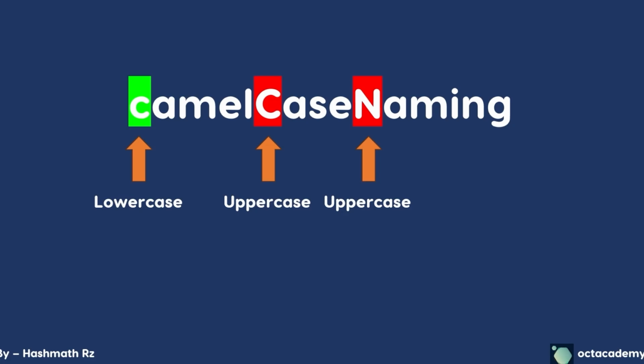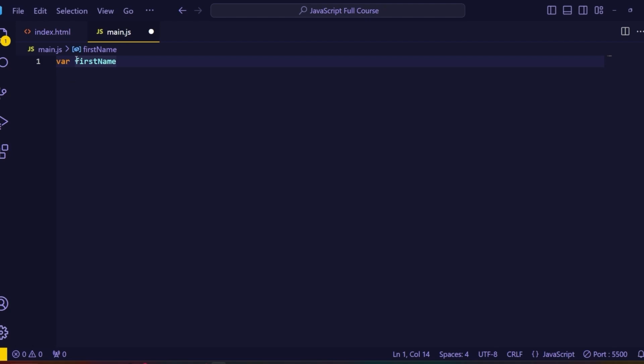This is known as the camel case naming convention. So in this example, the variable name, firstName, is made up of two words, first and name. The first letter of the first word is lowercase and the first letter of the second word is uppercase, with no spaces or underscores between the two words. Using a consistent naming convention like this can make your code more readable and easier to understand for yourself and other developers who may need to read or modify your code in the future. So hope you guys got the idea.